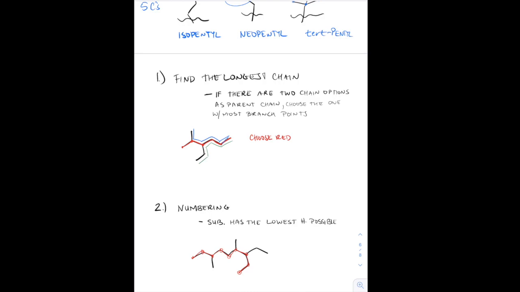Okay, so now what do we mean by numbering? What it means is we can number from left to right or from right to left. So we can label this one as carbon number 1, or we can name this one as carbon number 1.